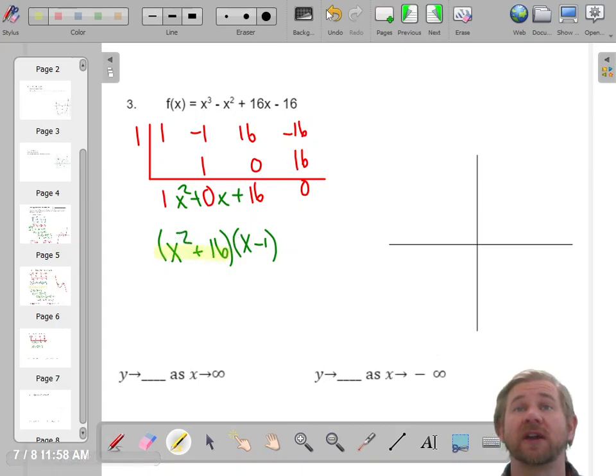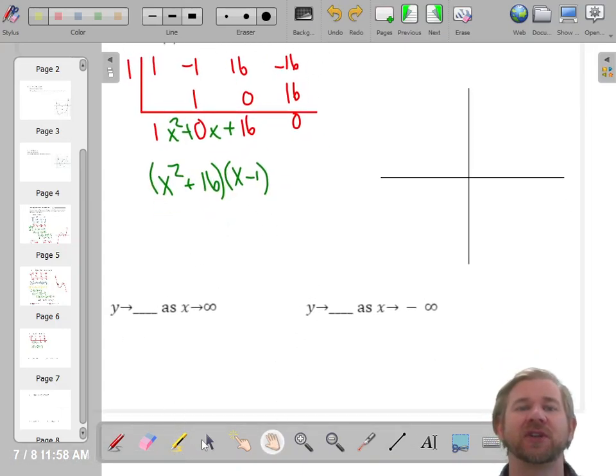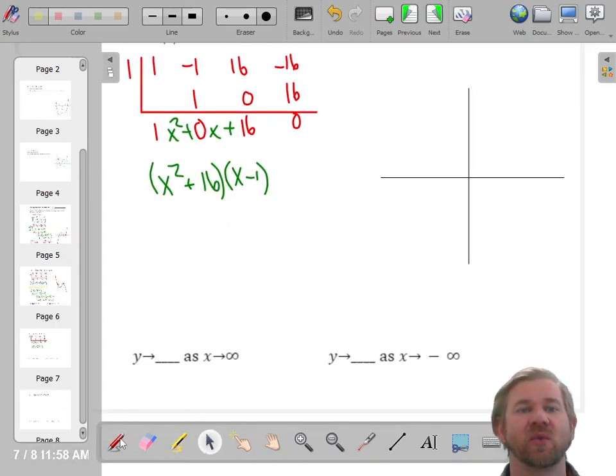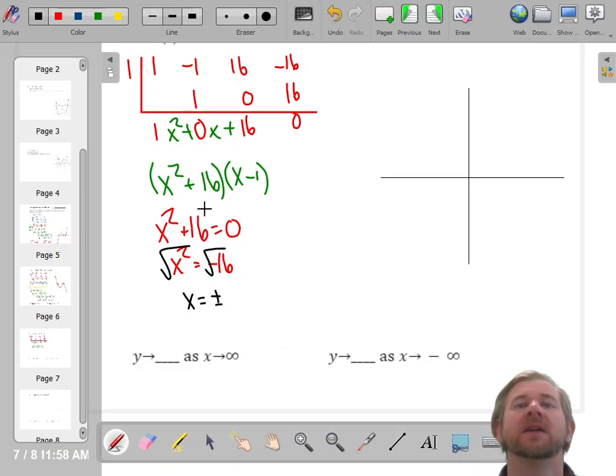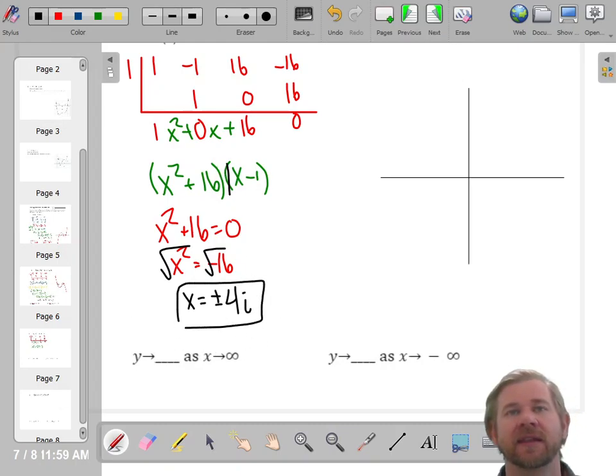Now, you could do quadratic formula here, but since there's no b term, remember, if it's just x squared, you can just write a little equation, x squared plus 16 equals 0, and solve with square roots. So subtract 16, and when you square root, you get x equals plus or minus, don't forget, the square root of 16 is 4, and since it's negative, it's imaginary. So those are imaginary zeros. And then the third 0 is at x equals 1.